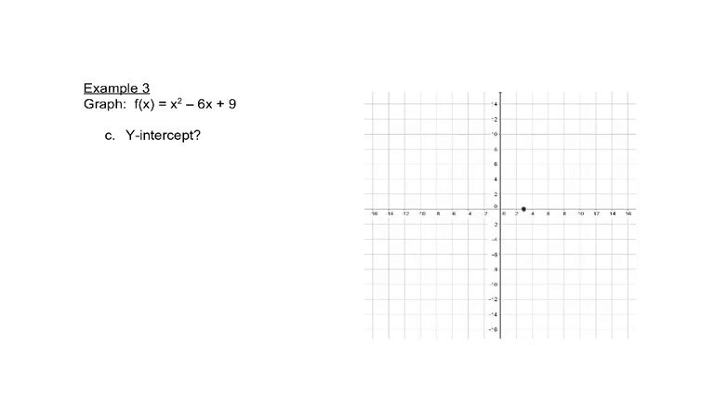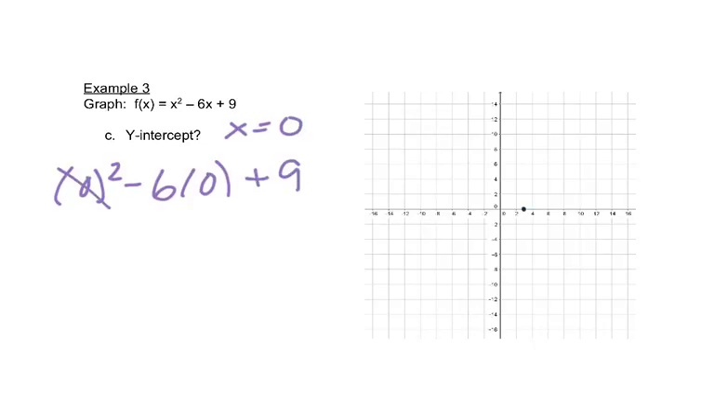So now we're going to find the y-intercept. Remember, that means that we want to make x equal 0. So we'd have 0 squared minus 6 times 0 plus 9. The 0 here doesn't do anything, and this 0 doesn't do anything, which just tells us that y is 9. So on the y-axis, we have a point right here.